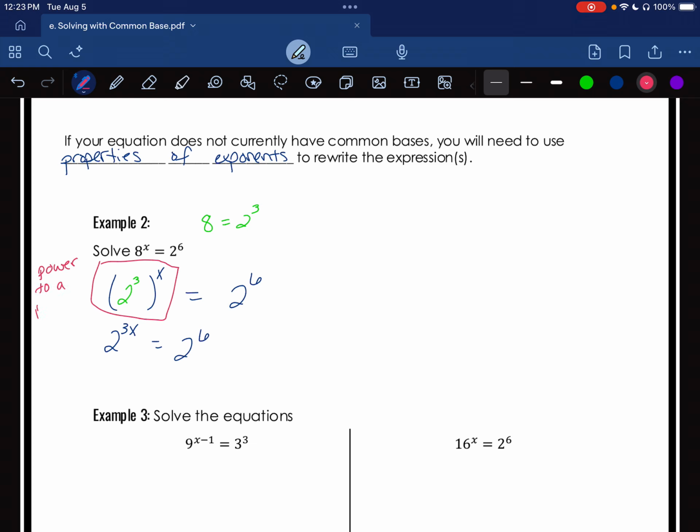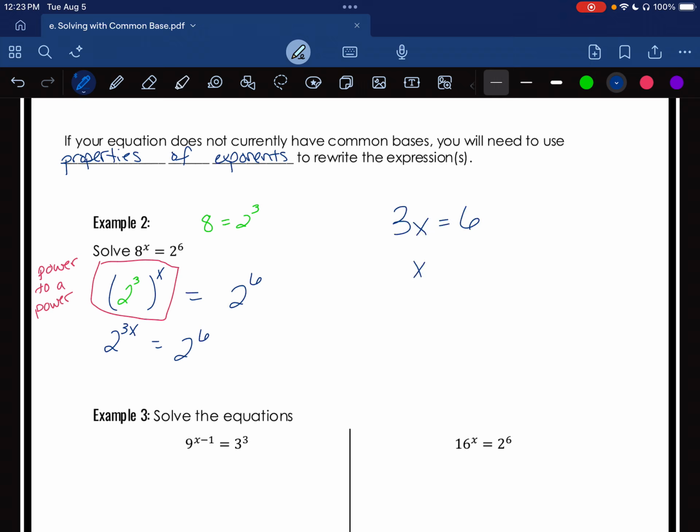All right, to simplify. So now I finally have that common base, right? 2 to some power equals 2 to a different power. So now I can set my exponents equal. So I'll have 3x is equal to 6. Divide both sides by 3, and I get x is equal to 2.